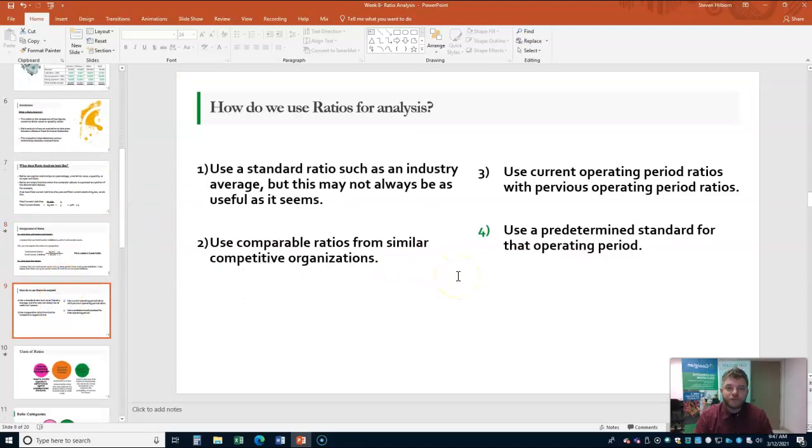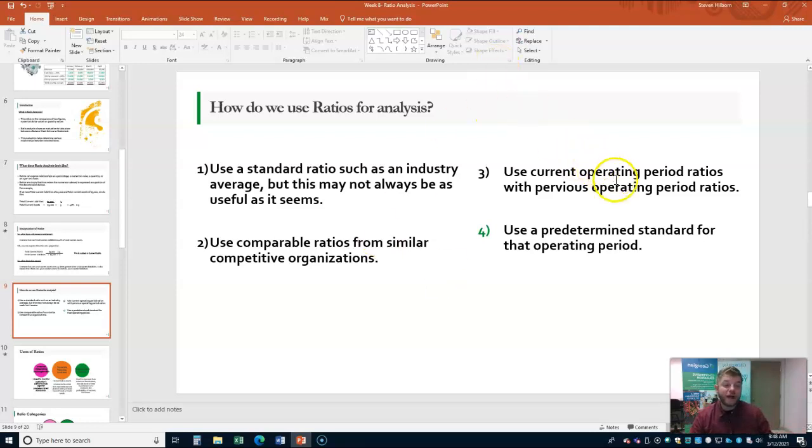So how do we use ratio analysis, or why do we care, I suppose, is a good question. So we use standard ratios such as industry averages. It can be useful, but not always. We also use comparable ratios from similar competitive organizations. So we've talked about occupancy rates, and we've talked about revenue per available room, and we've talked about food costs and all of these. And these can be ratios, and this is how we might look at our gross profit ratio, ours, and also in comparison to others.